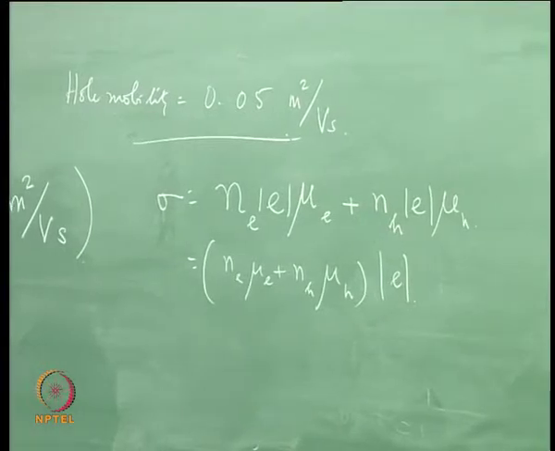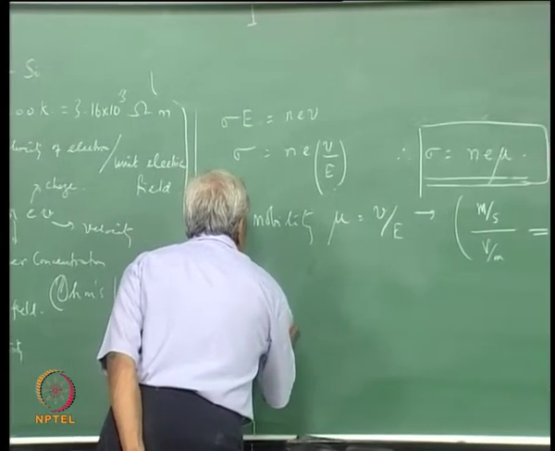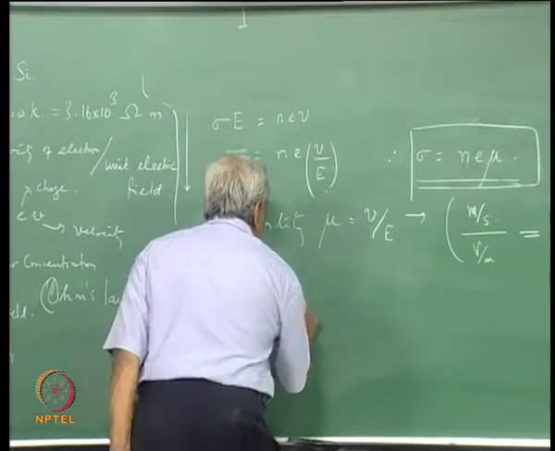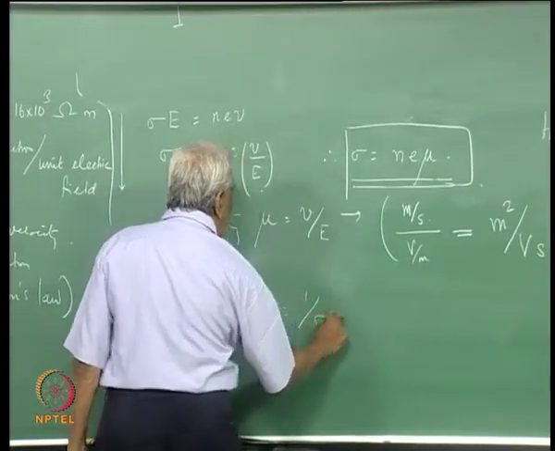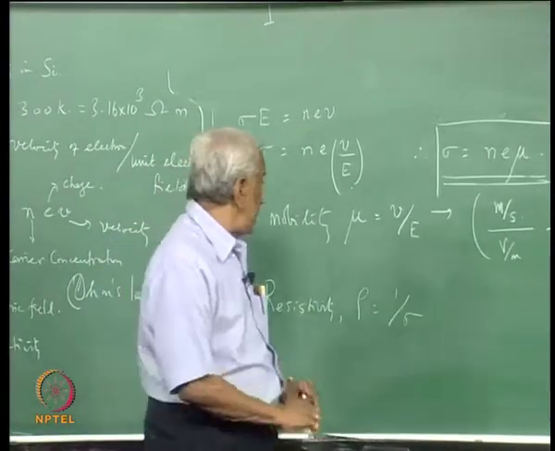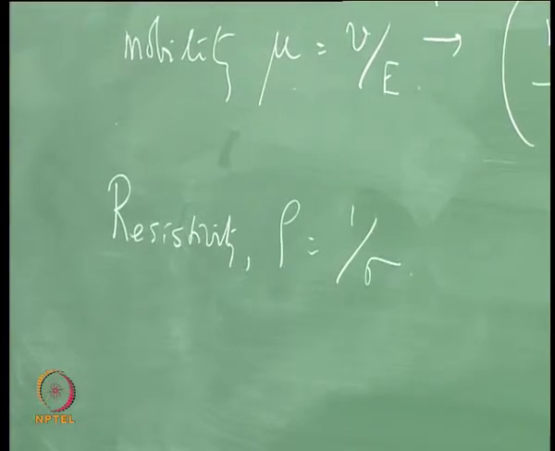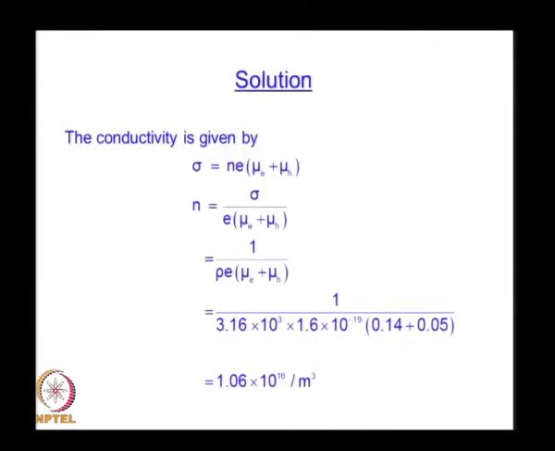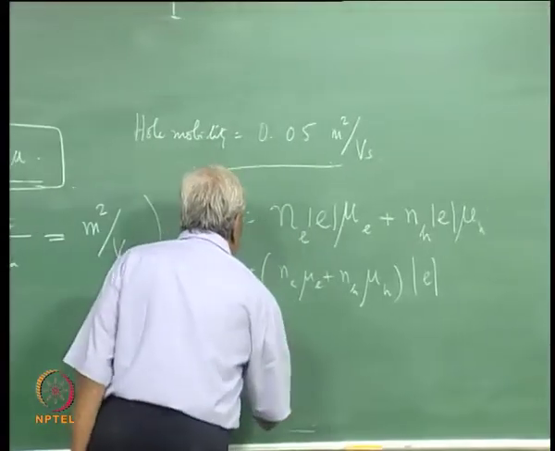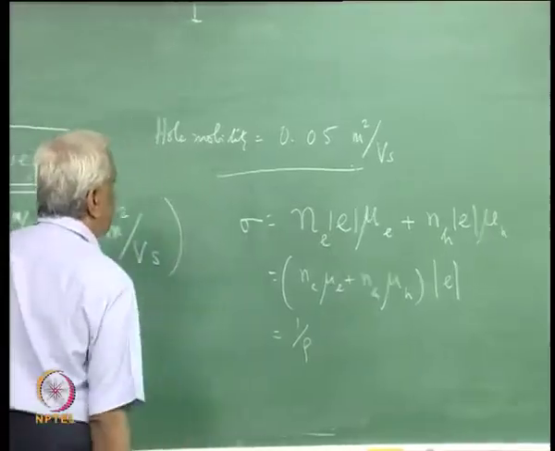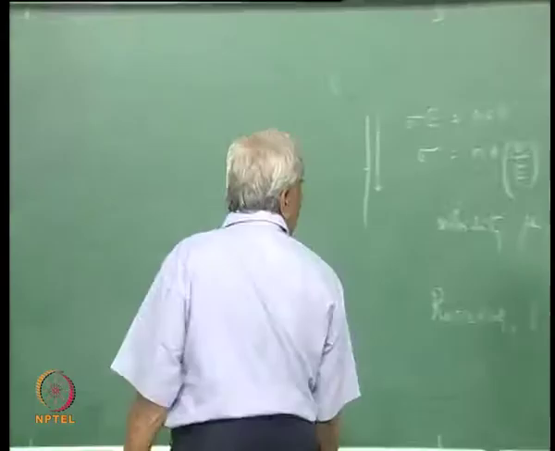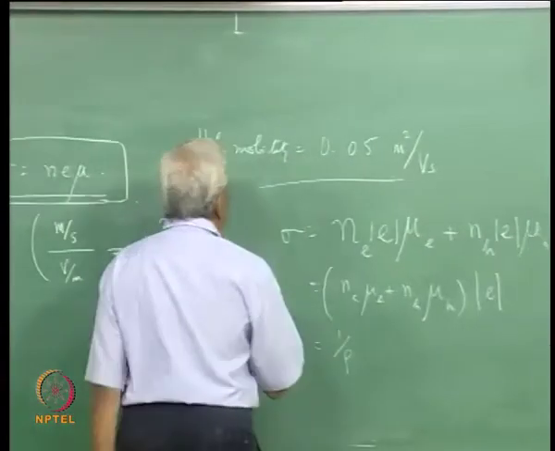We also know that the resistivity rho is just 1 by sigma. Since it is a cubic material, we do not have to worry about anisotropy here. Sigma and rho are scalar quantities with just one value in all the directions inside the crystal. We are given the value of the resistivity, therefore, sigma is equal to 1 by rho. Rho is given, and since it is intrinsic material, the number of electrons is equal to the number of holes.